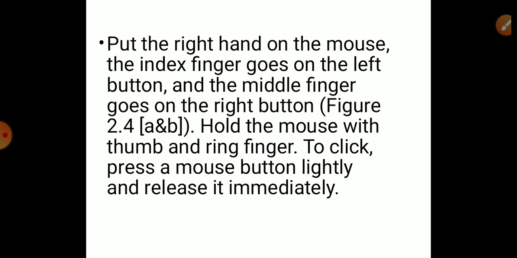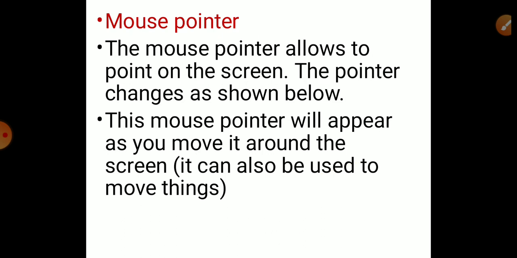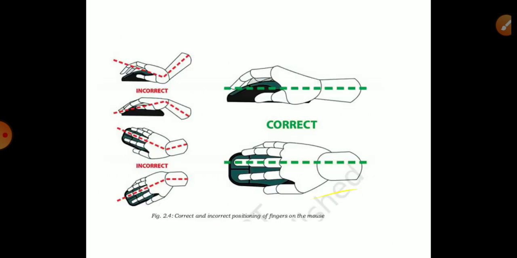To click, press the mouse button lightly and release it immediately. In order to single click, you have to press and release immediately. The mouse pointer allows you to point on the screen. The mouse pointer will appear like an arrow mark when you move it around the screen.